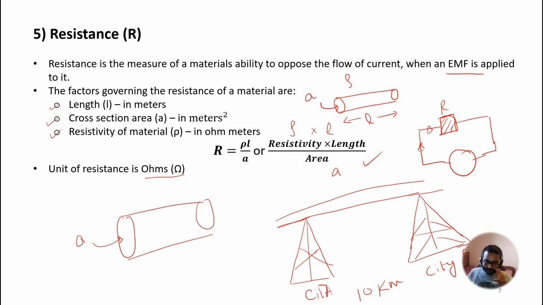And obviously resistance will also cause a potential drop or a voltage drop, right? If you have more resistance in the circuit, you will lose voltage across those resistances.